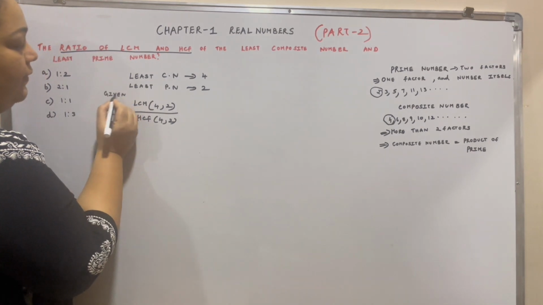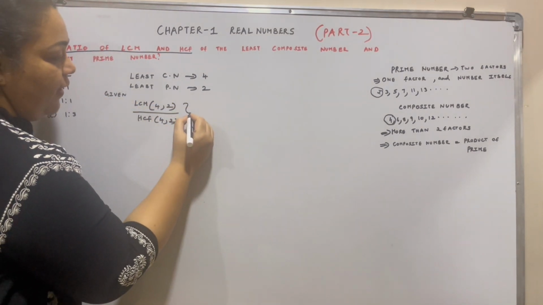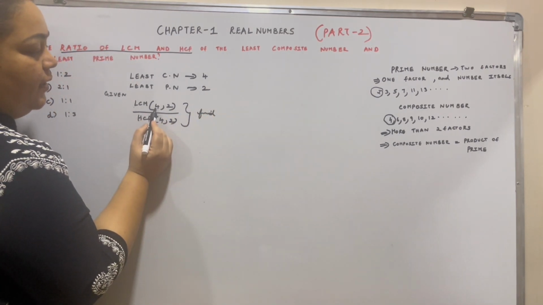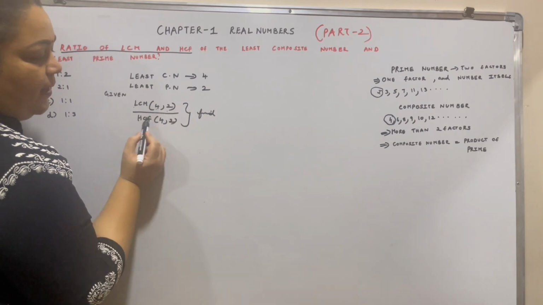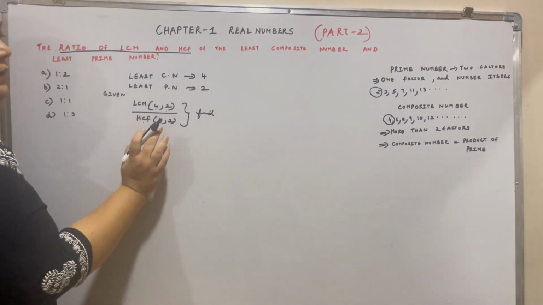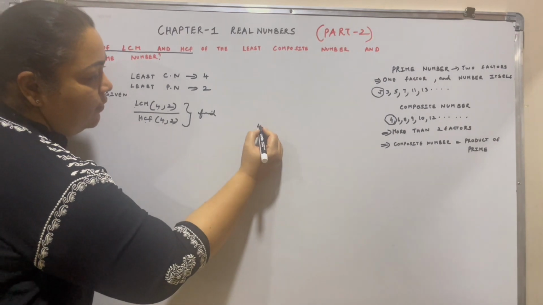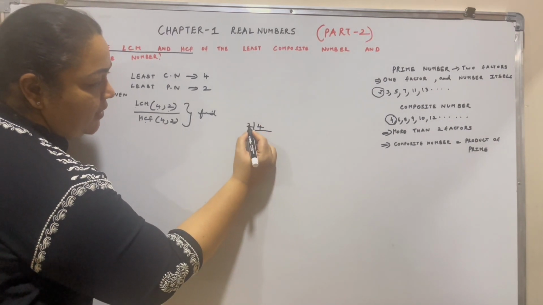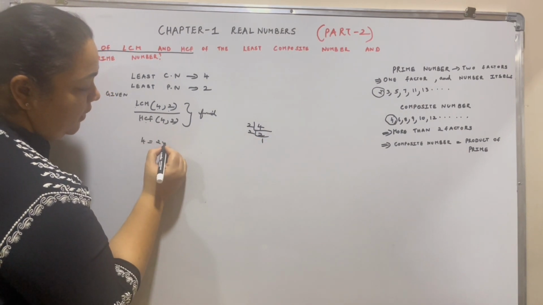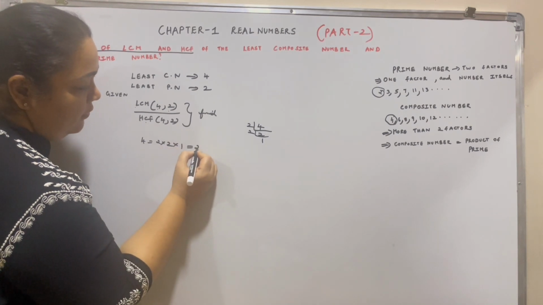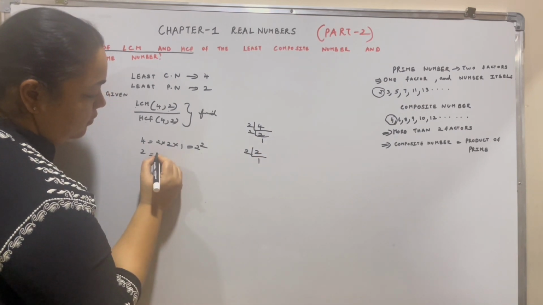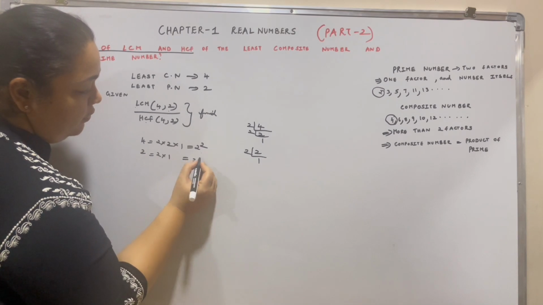We have to find out the ratio of the LCM of the least composite number and least prime number to the HCF of the least composite number and least prime number. So how will you find it out? You will do it by prime factorization. For 4, 2 twos are 4, so you can write 4 as 2 into 2, which is 2 squared. And for 2, you can write 2 ones are 2, so 2 to the power of 1.